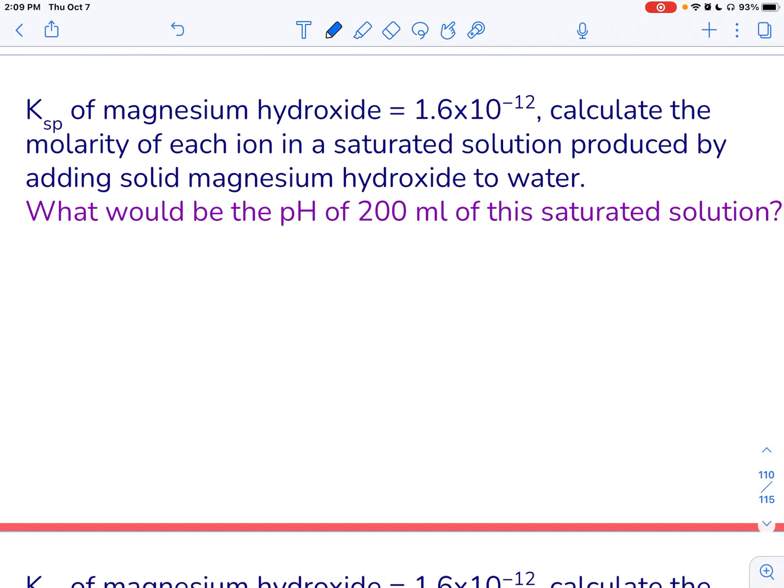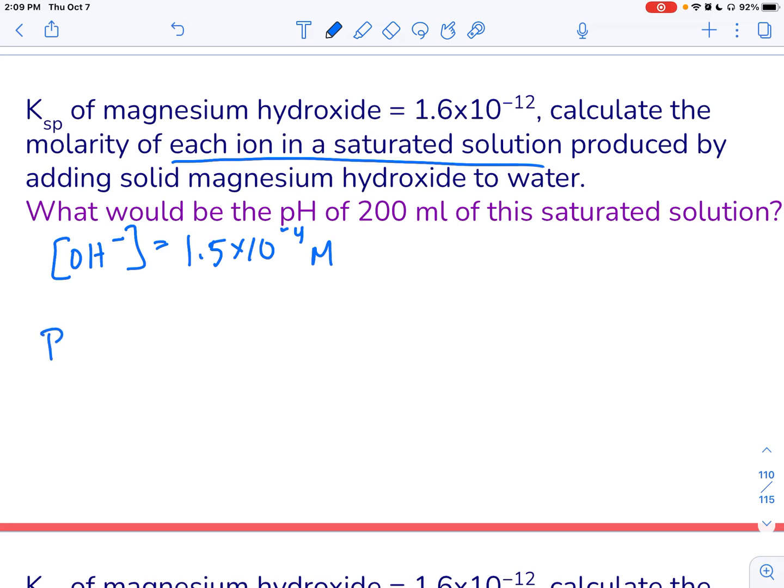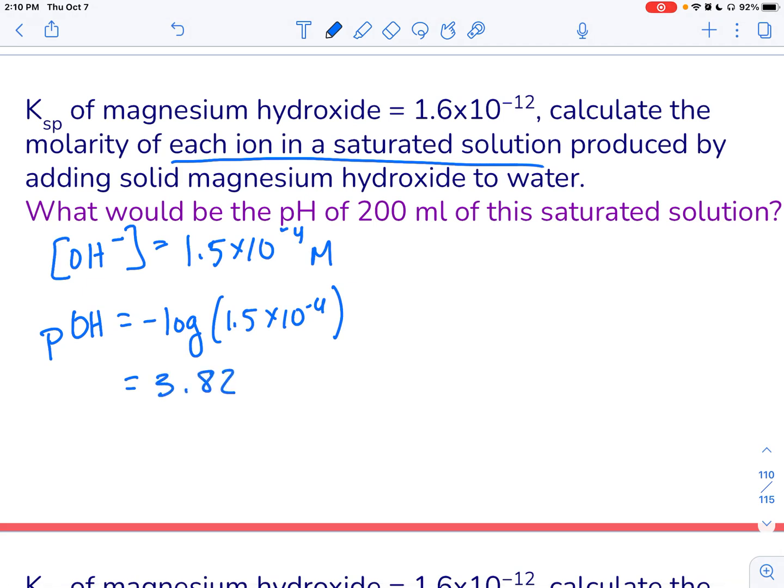If we go to the next slide, what would the pH be of 200 milliliters of this saturated solution? Same deal, calculate each ion, that's the same question. Now we're going to find pH. On our last one, we found that the concentration of OH was this. So the pOH would be the negative log of that. So that comes out to this. To find pH, you just take 14 minus that. So your pH is going to be 10.18.